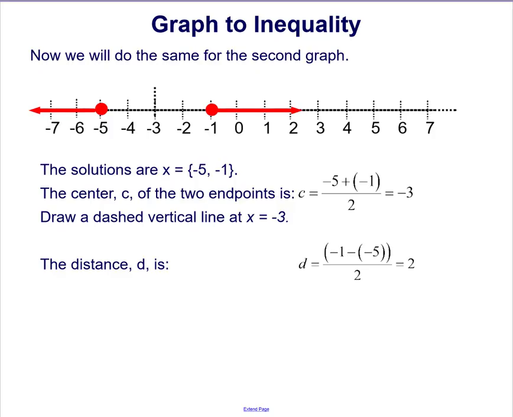Now to find the distance, what I do is I take my left endpoint, negative 5, and subtract it from my right endpoint, negative 1. So d is equal to negative 1 minus negative 5, which is positive 4. Positive 4 divided by 2 is 2. So the distance from the endpoints to the center is 2.